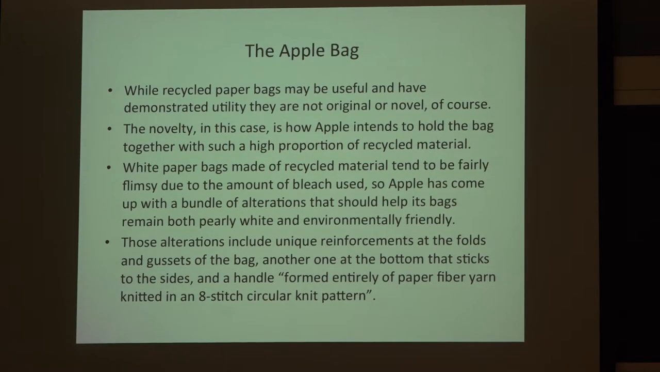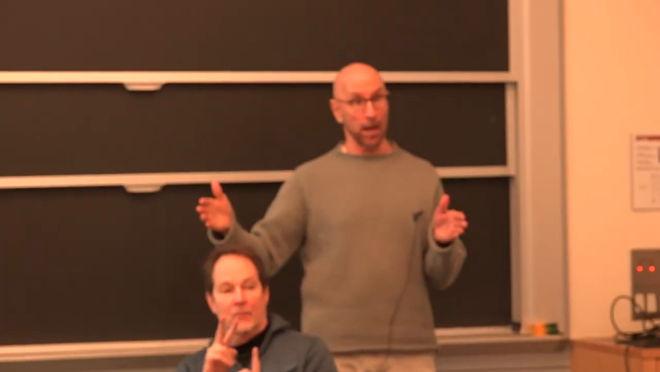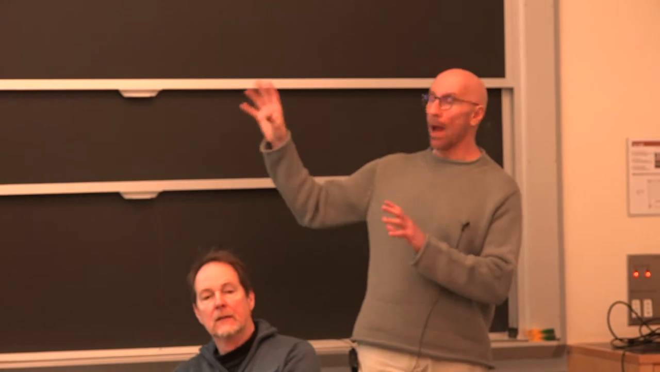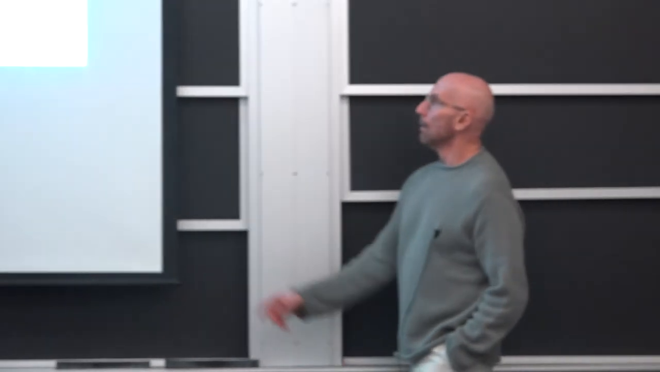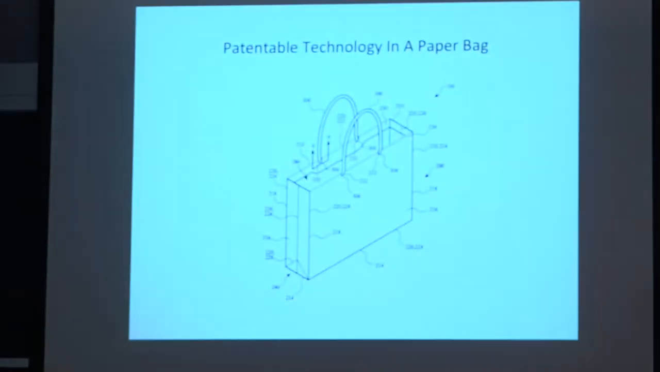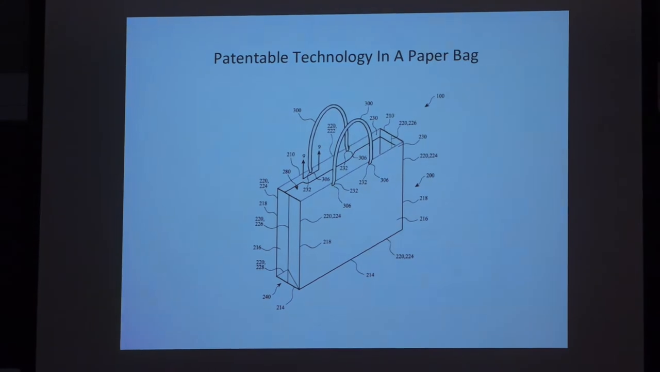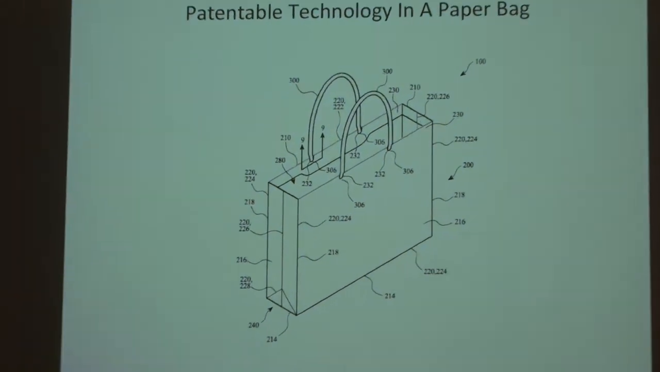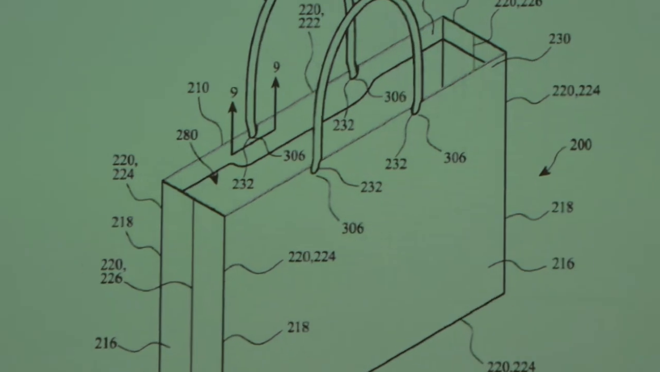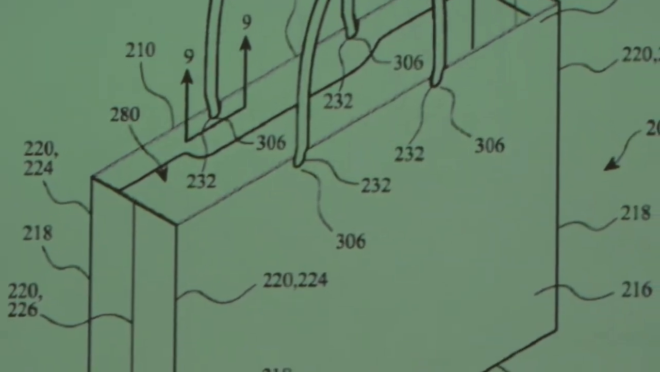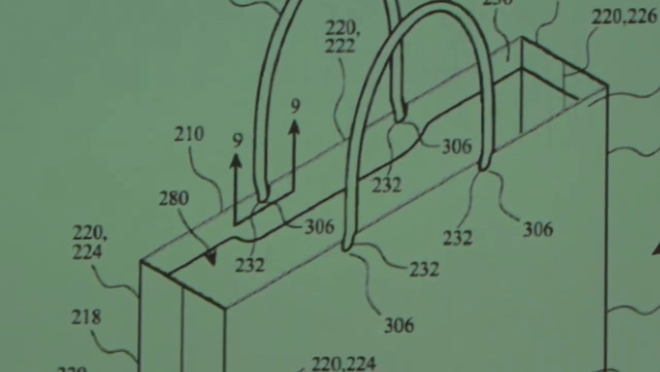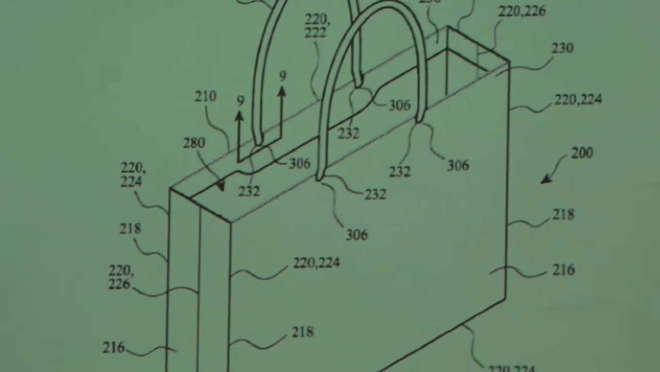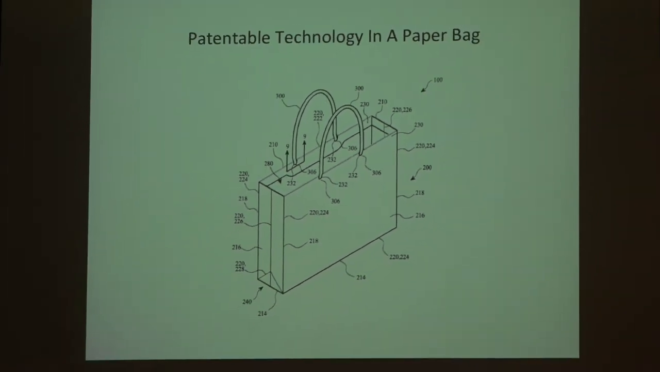Why? Because, of course, the idea is to hold the patent and apply it in other areas. Let me give you an example here. The way the handle is attached to the sides of the bag is not only useful for this bag, but you want to hold that patent for perhaps other applications, other paper bag types. So you're not just patenting one. It's a way of expanding the scope of what you own.